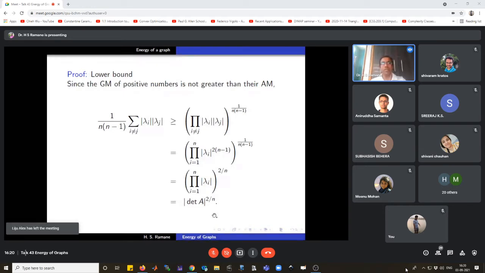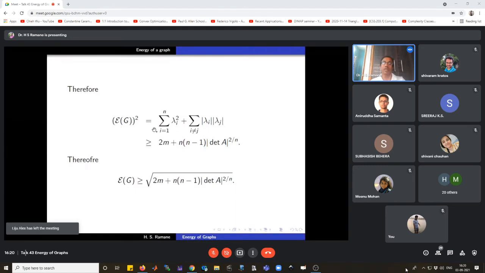The energy of G is the sum of the absolute values of the eigenvalues. So squaring that, you get the sum of lambda i square plus the sum of lambda i into lambda j, i not equal to j. And the sum of lambda square is 2 times the number of lines. That comes from the properties of the eigenvalues of a graph.